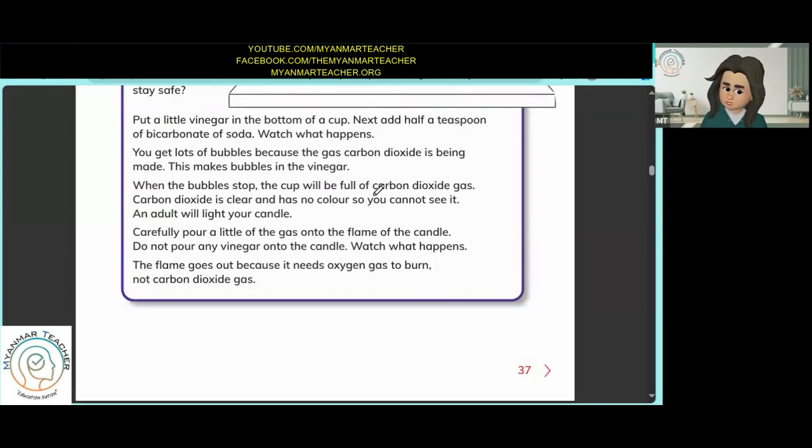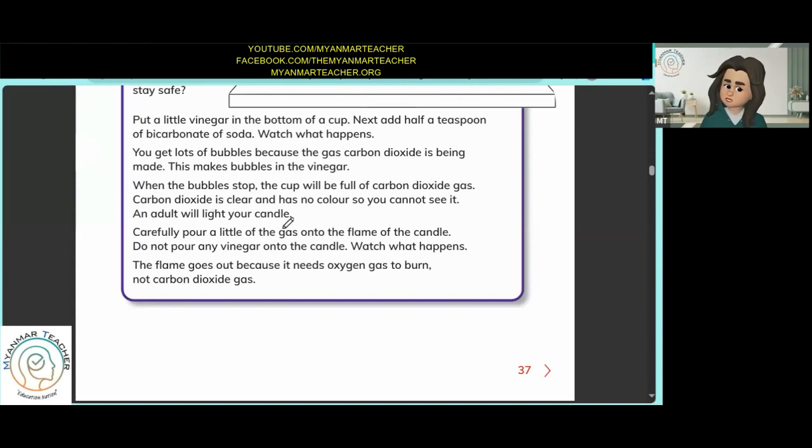When the bubbles stop, the cup will be full of gas. And the gas is clear and has no color. But an adult will light your candle. Please don't do it by yourself. You'll get your fingers burnt. You can ask your parents or a responsible older sibling.